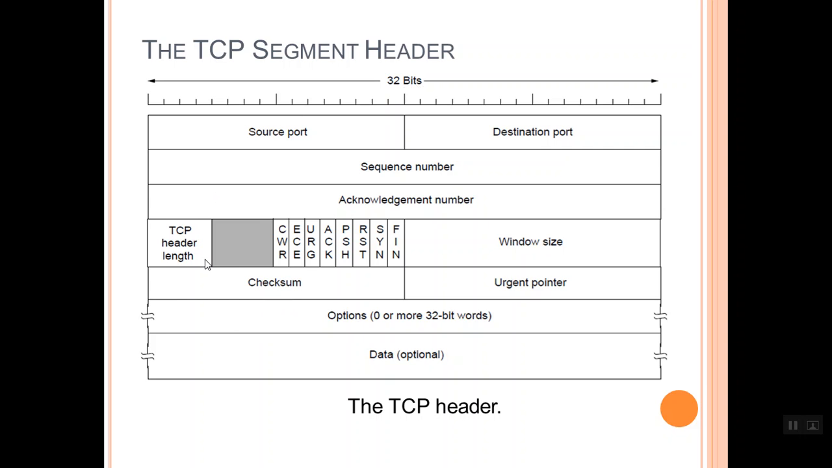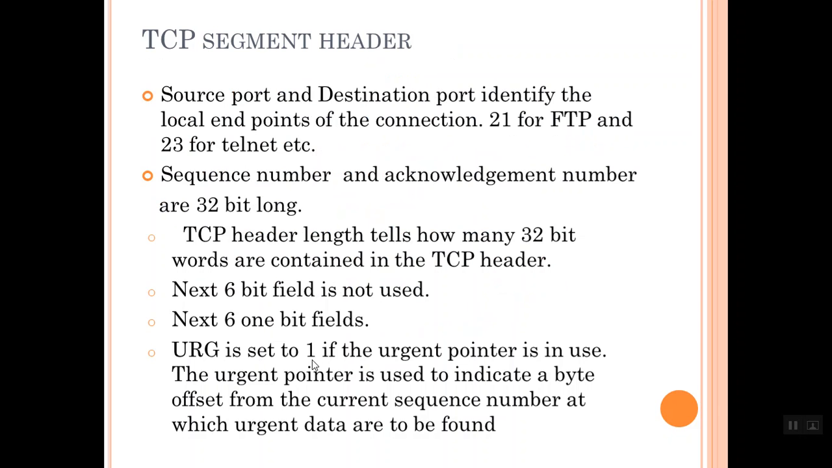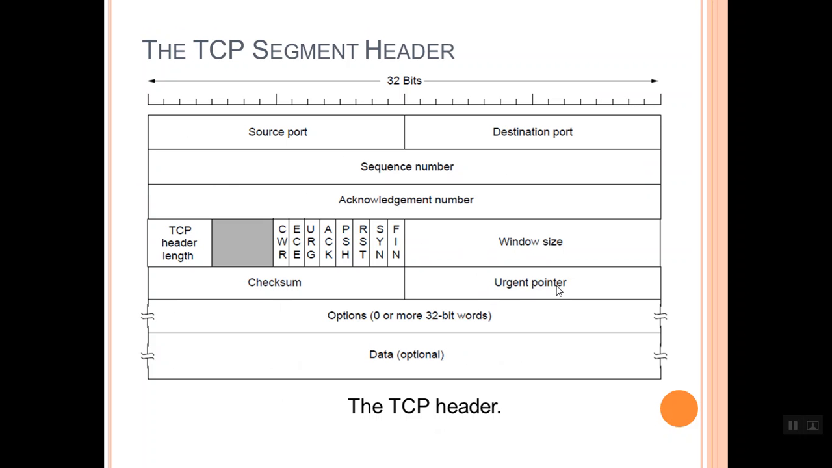The next 6 bits are normally not used, and the last 6, URG, ACK, PSH, RST, SYN, FIN, are 1-bit fields. We will describe these fields starting from URG. URG is set to 1 if the urgent pointer is in use. The urgent pointer is normally used to describe urgent data. If there is urgent data in this segment, then the urgent pointer will point to that urgent data.